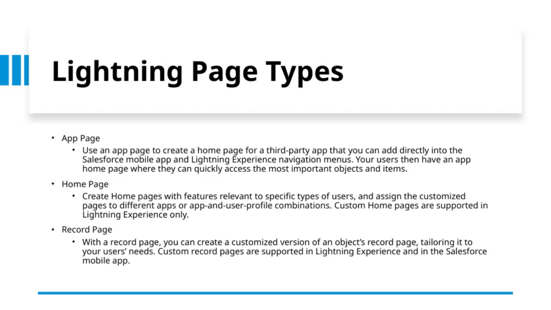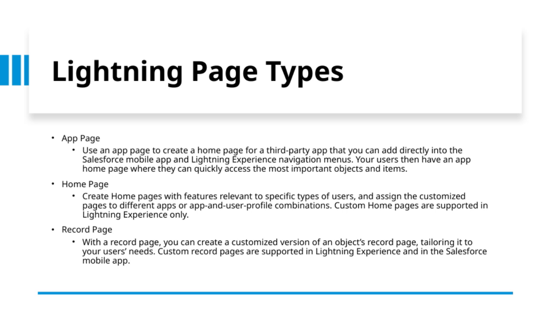Let's take a closer look at the app page. This feature allows you to create a dedicated home page for a third-party app that you can add directly into the Salesforce mobile app and Lightning Experience navigation menus. What this means is your users can have a central place where they can quickly access the most important objects and items related to that app, making their workflow more efficient.